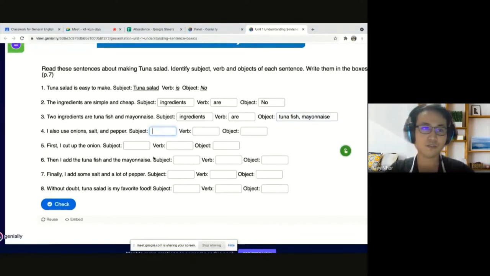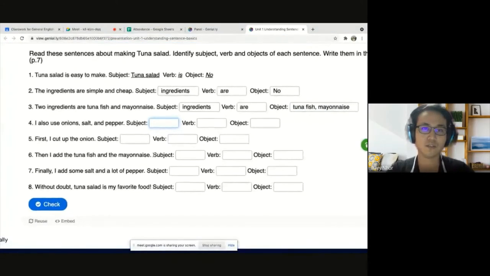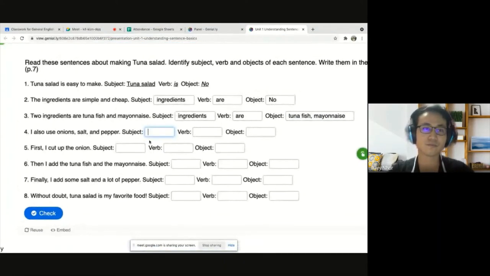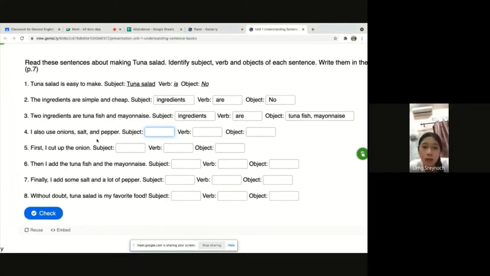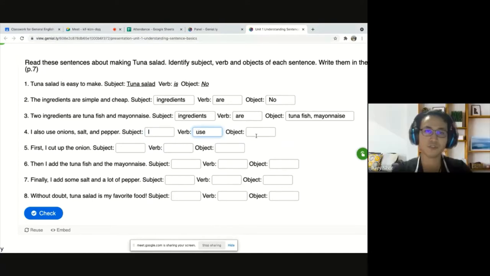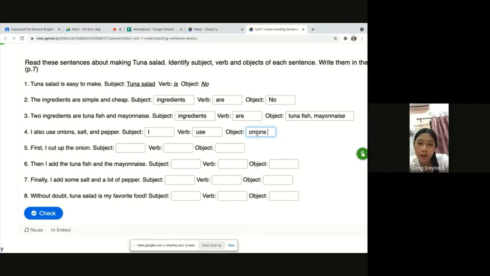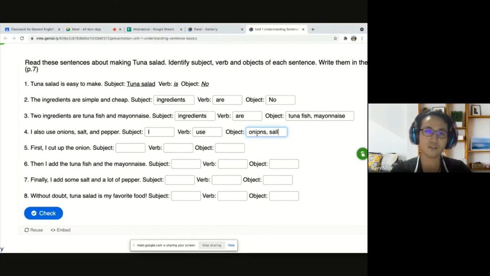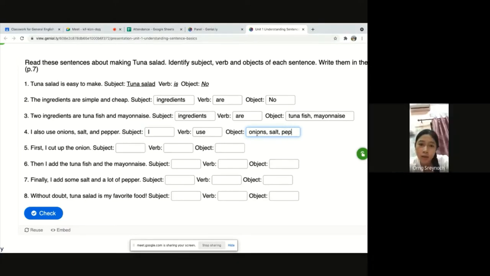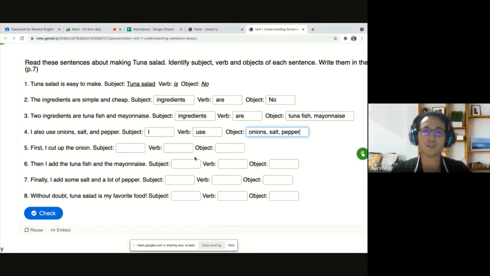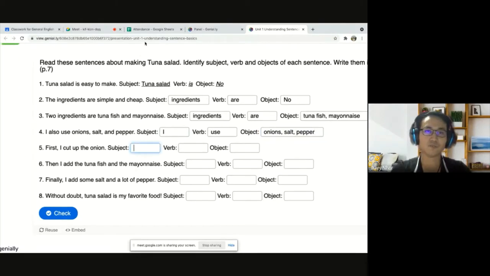Okay, thank you. Number four. I also use onion, salt and pepper. The subject is I. The verb is use. The objects are onions, salt and pepper. All right. Thank you.